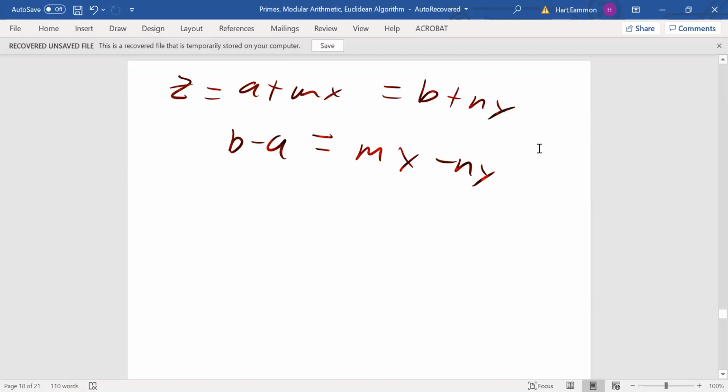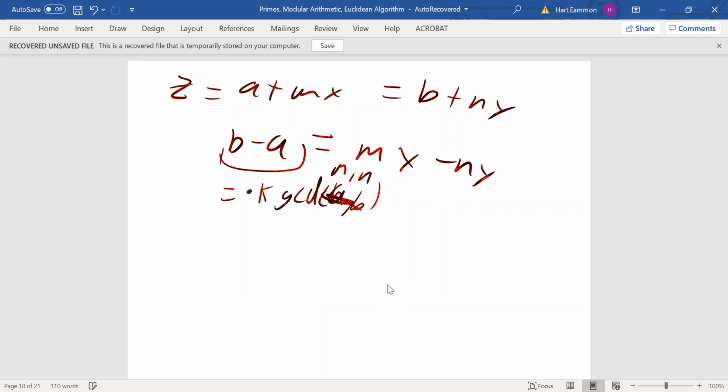And right now, I know that this is equal to k times the GCD of A and B, times the GCD of M and N, just by the fact that this is a linear Diophantine equation with a solution. And now you can just apply the extended Euclidean algorithm.